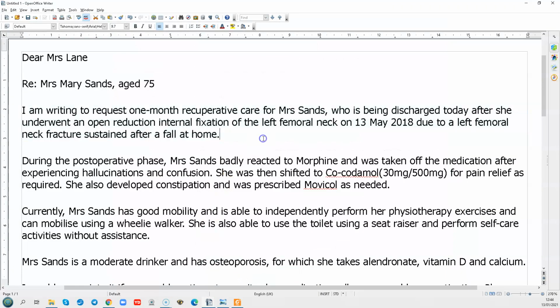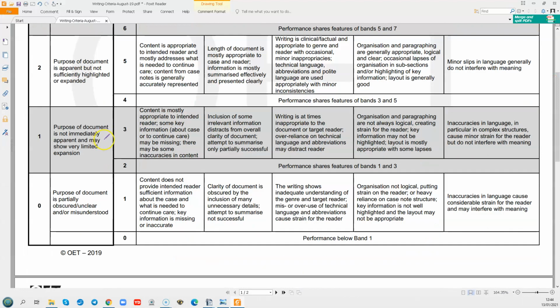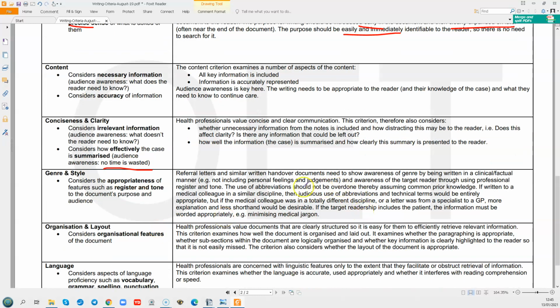Okay, so your purpose, that comes first. All right, immediately apparent, sufficiently expanded. So, as we've seen before, quick, precise, sends quickly, efficiently. The purpose early on, clearly expanded on later, easily identifiable. So we can see all these key words here. It's about conciseness, not wasting time. It's all over here. So there's a few things there.